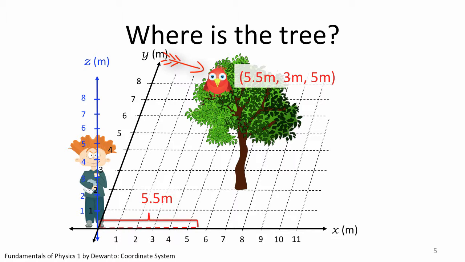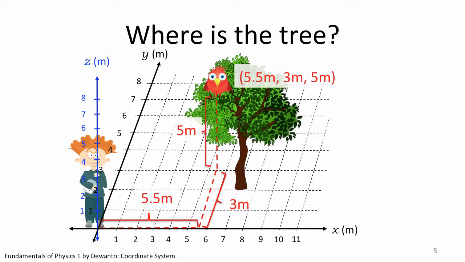5.5 is in reference to its position along the x-axis, 3 to its position along the y-axis, and 5 to its position along the z-axis. That is 5 meters above the ground. Do pay attention to the sequence. It is always x followed by y and followed by z.